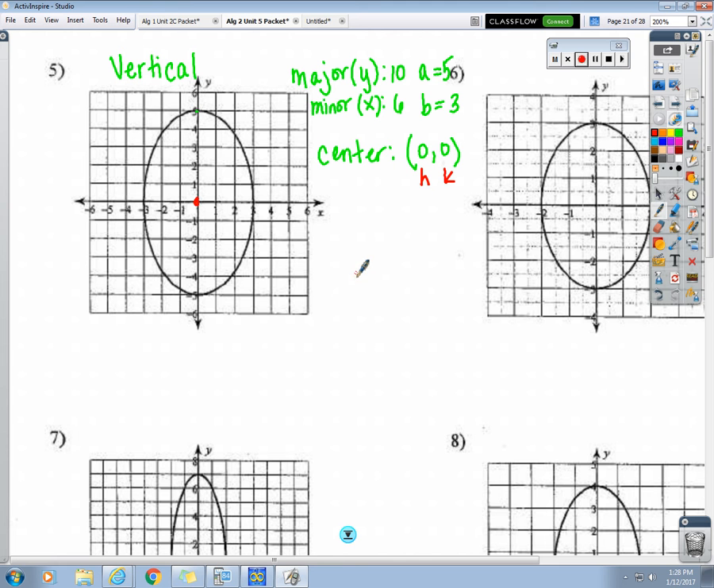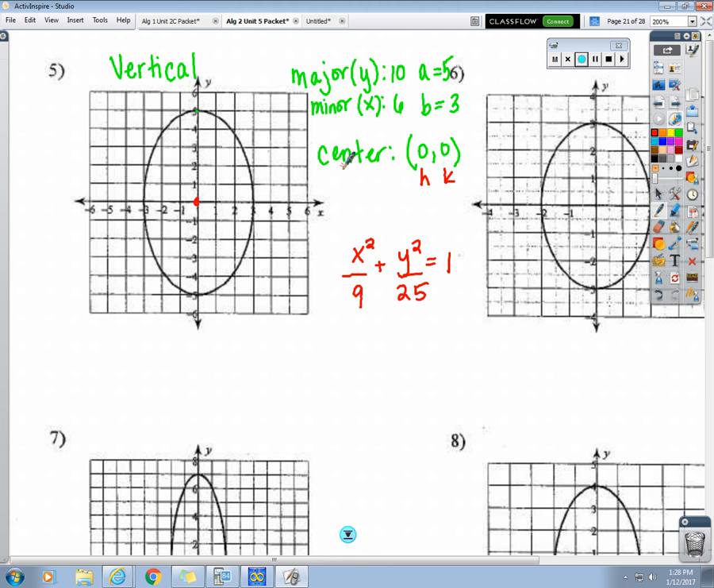Okay, now, just pay attention. Don't write, just pay attention. I'll give you time to catch up. You would have ended up getting x squared plus y squared equals 1. Under the x, we put the b value. 3 squared is 9. Under the y, we put the a value and square it, so you get 25. So that's what you should have got for your equation of this ellipse.